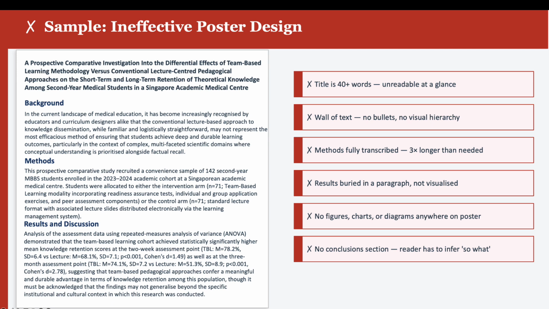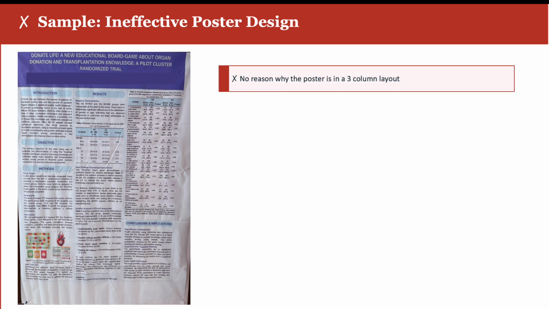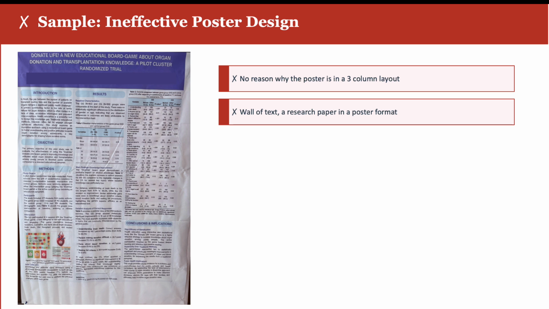Every one of these is a fixable mistake. None of them require more data or more analysis. They require editing, restructuring, and redesign. So here's another example with some design problems. There is also no clear reason why it's a 3-column layout. So the reader cannot tell why the information is organized in the way it is. The text is also extremely dense, presenting a research paper in a poster format.